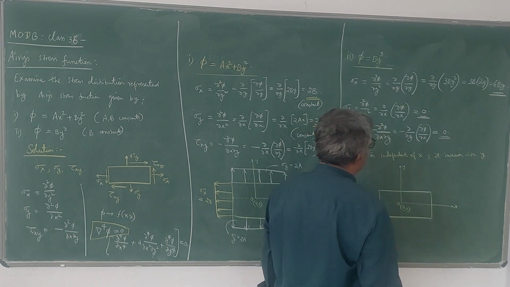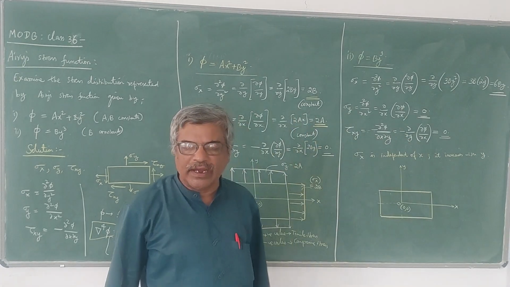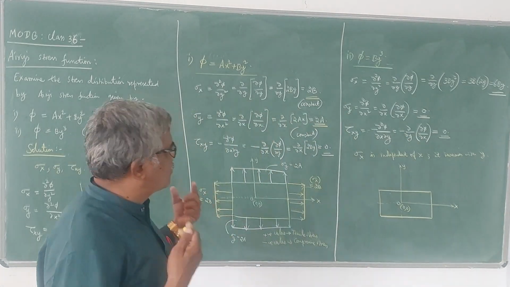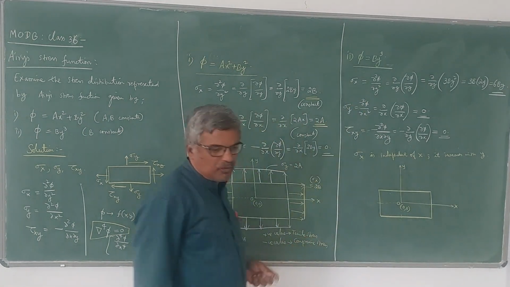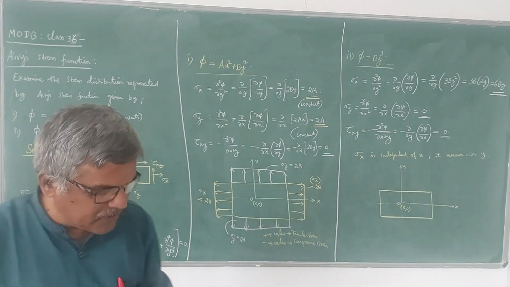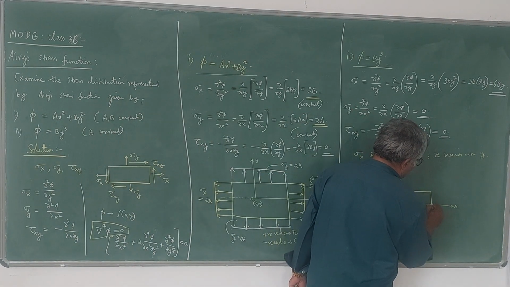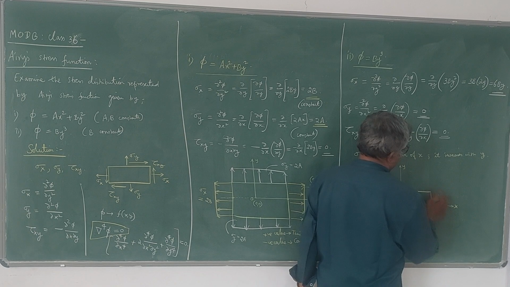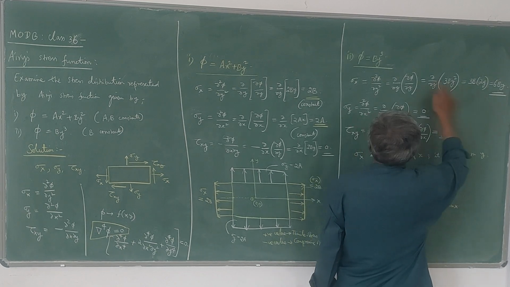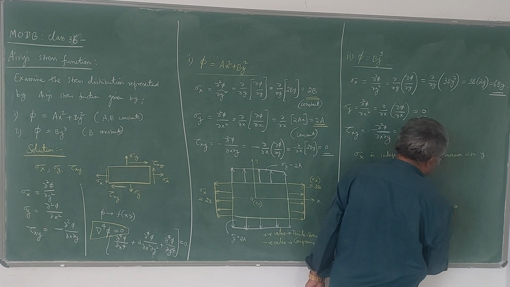So anyway, you know that sigma y is 0, there is no sigma y stress component here. Tau xy is 0, there is no shear stress component. Only we have to plot this sigma x component. Here one thing is very important. The value of y is 0 here. Therefore, at y equal to 0, sigma x will be 0.